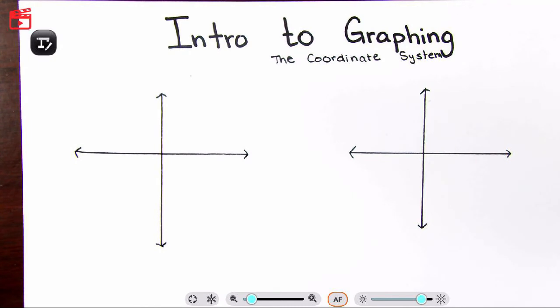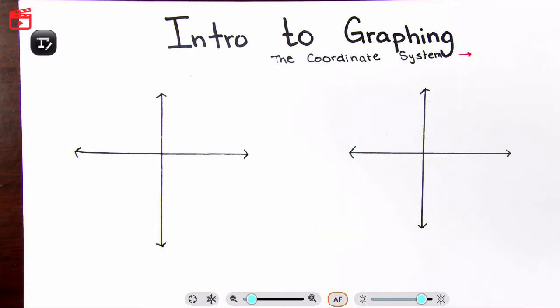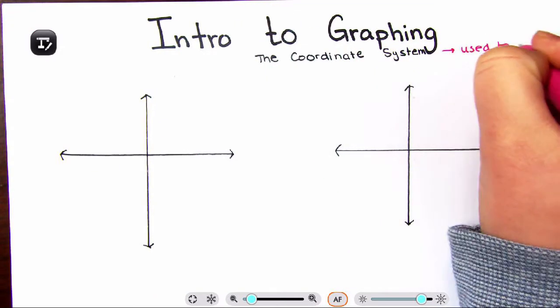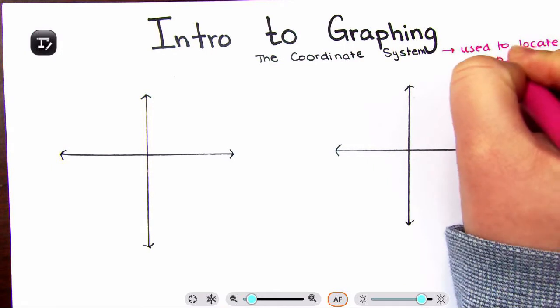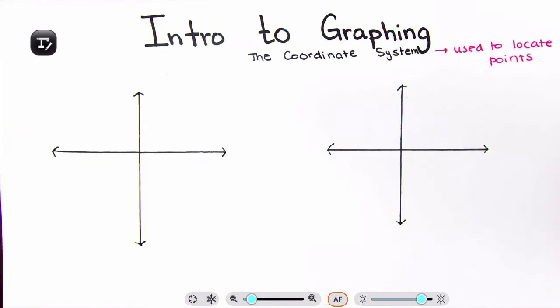A coordinate system, or coordinate plane, is used to locate points on a two-dimensional plane. Now, how do we locate these points on the coordinate plane? There are two pieces of information. Obviously, there's going to be a little bit more than two pieces, but these two are really crucial for understanding graphing on the coordinate plane.